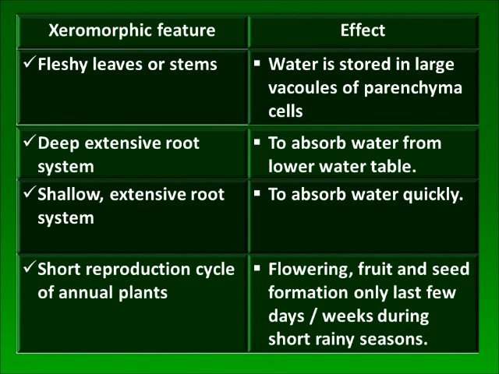Short reproduction cycle of annual plants. Flowering, fruit, and seed formation only last a few days or weeks during the short rainy season.